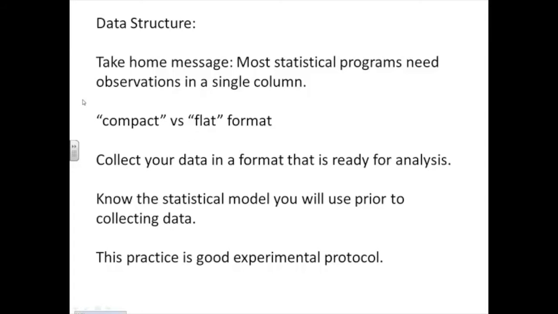So now I'm going to shift gear and talk about the data structure. I want to just mention briefly compact versus flat formats of data. And I want to emphasize that you should be collecting your data in a format that is essentially ready for analysis. Okay? In order to do that, you have to know the statistical model that you're going to use before you collect the data. Okay? And this is part of good experimental protocol.